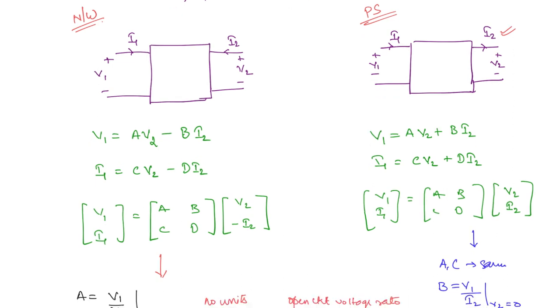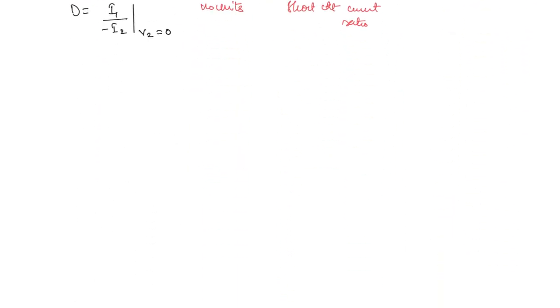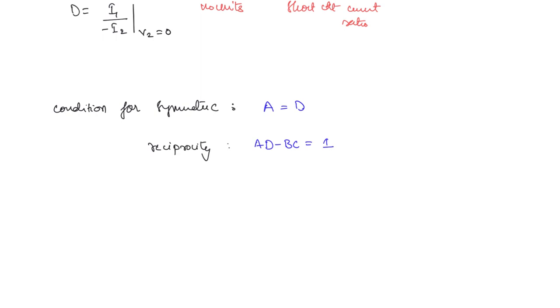Okay. Now finally, the condition for reciprocity and symmetric conditions. Using the ABCD parameters, what will be the conditions? The condition for a symmetric two-port network is given by A is equal to D. And similarly, the condition for reciprocity is going to be AD minus BC is equal to 1. So using the transmission parameters, this is the condition for symmetry and reciprocity.